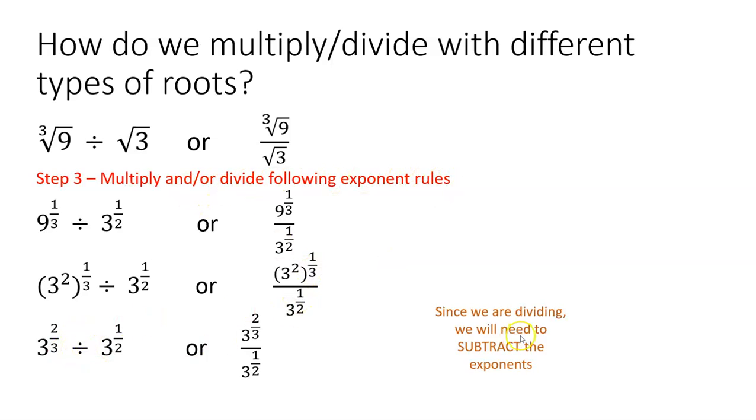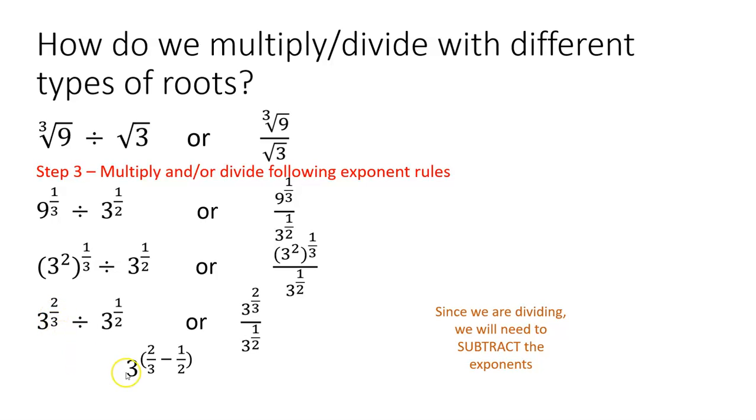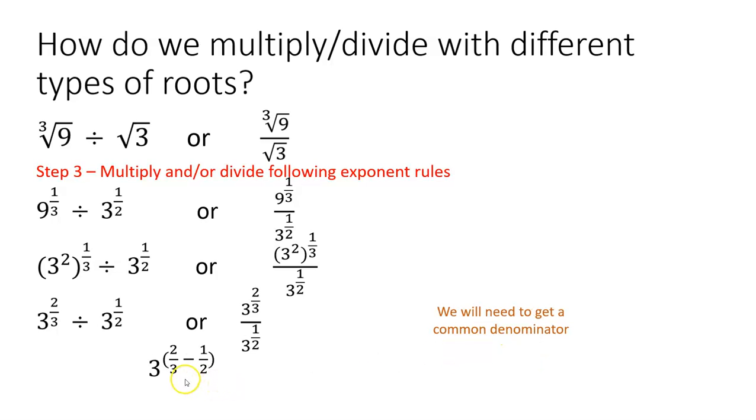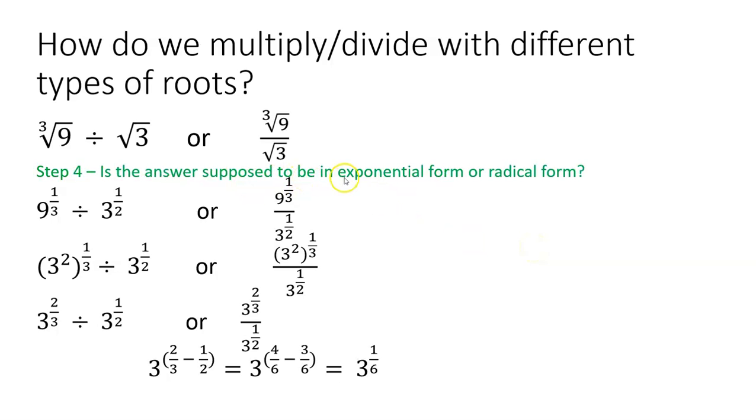Well, we've got a division symbol here, and since we're dividing, we have to subtract the exponents. So it's going to be 3 to the 2/3 minus 1/2 power. We'll have to get a common denominator here. It'll be 6. So it's really 3 to the 4/6 minus the 3/6 power, and that gives us 3 to the 1/6 power.